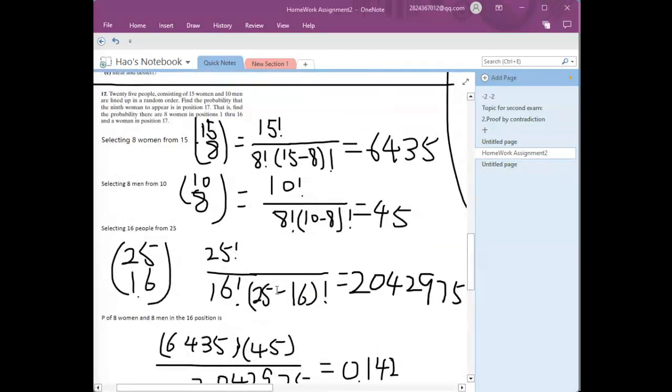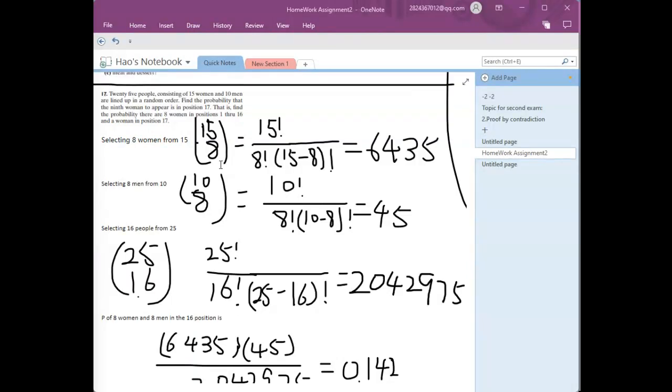Let me understand the question. I don't think I totally understand the question itself. So 25 people. Okay, 15 women and 10 men. So find the probability that the 9th woman to appear is in position 17. What does this mean? Okay, so we lined up these 25 people. We have 15 women, we have 10 men. Now find the probability that the 9th woman appears in position 17.